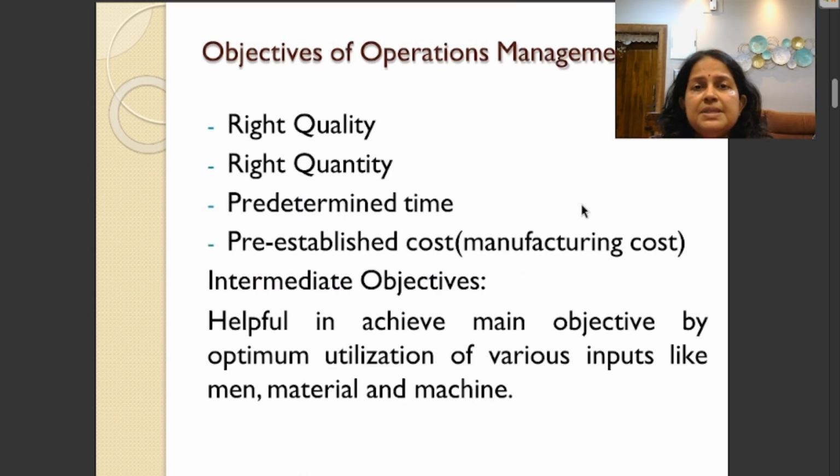What is the main objective of operation management? The main objective of operation management is we have to deal with the right quality, right quantity, predetermined time, and pre-estimated cost.